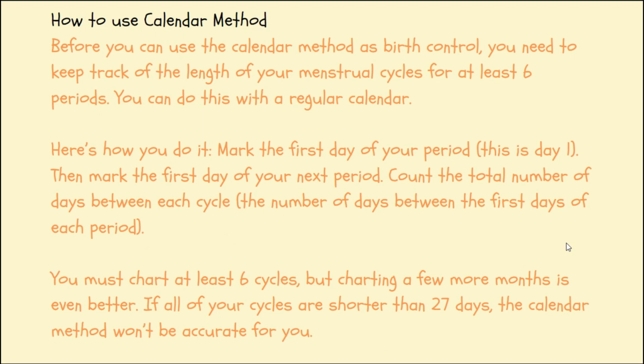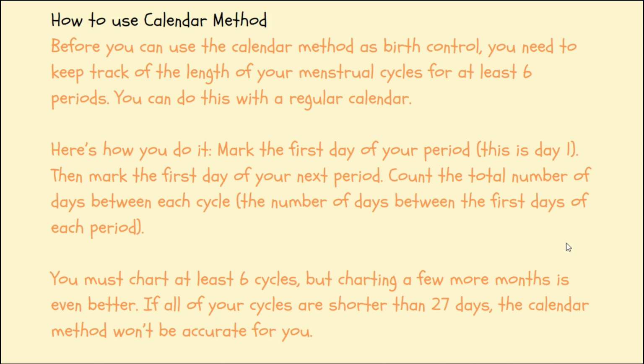Next is the calendar method. So, what is the calendar method? Calendar-based methods are various methods of estimating a woman's likelihood of fertility based on a record of the length of previous menstrual cycles. Various methods are known as the Standard Days method and the Rhythm method.